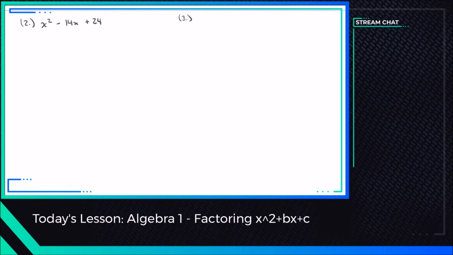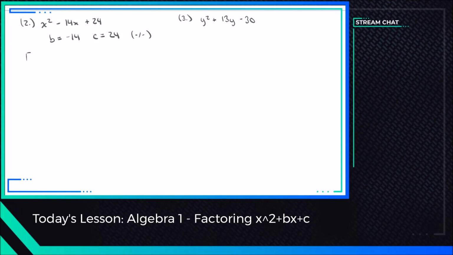3 is going to be y squared plus 13y minus 30. And so if you look at your b and c, b on this first one is a negative 14, c is equal to a positive 24. If b is negative and c is positive, that means you're going to have same signs. Both are going to be negative, negative.